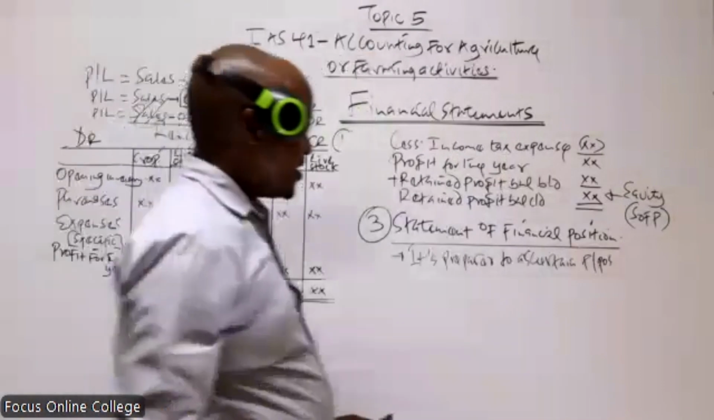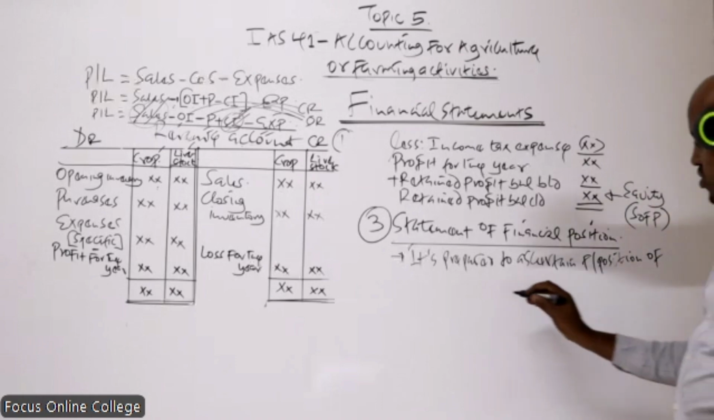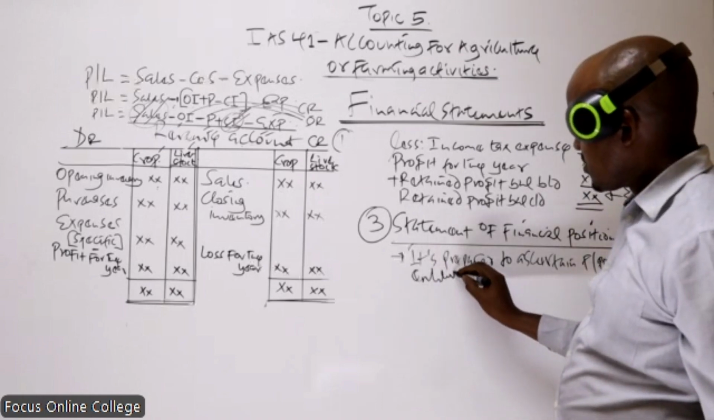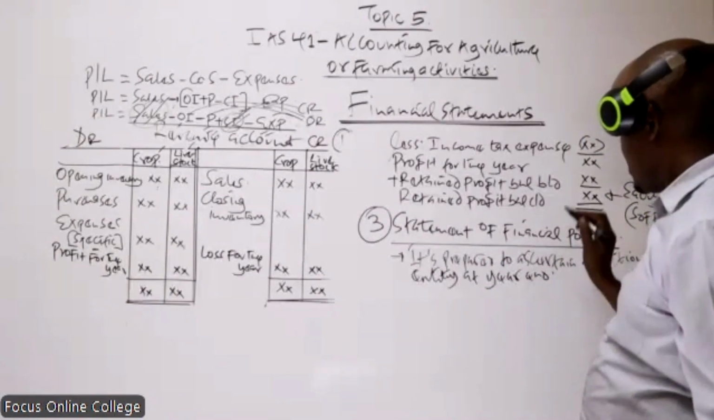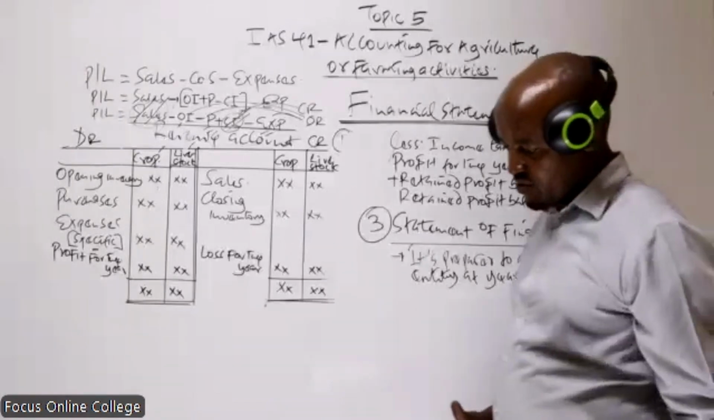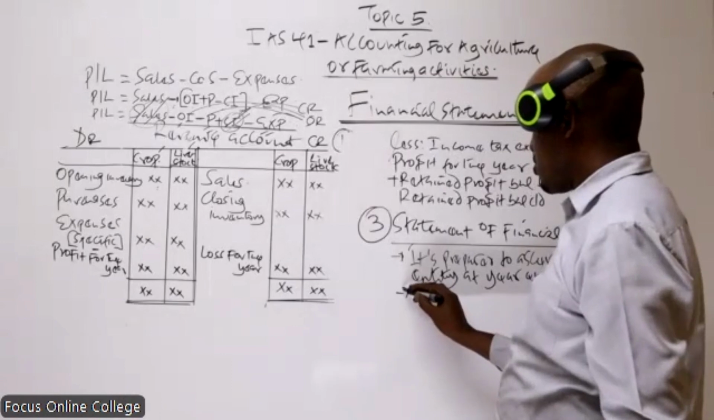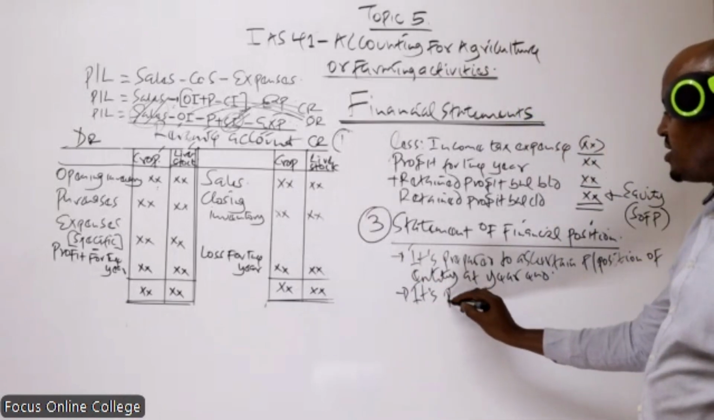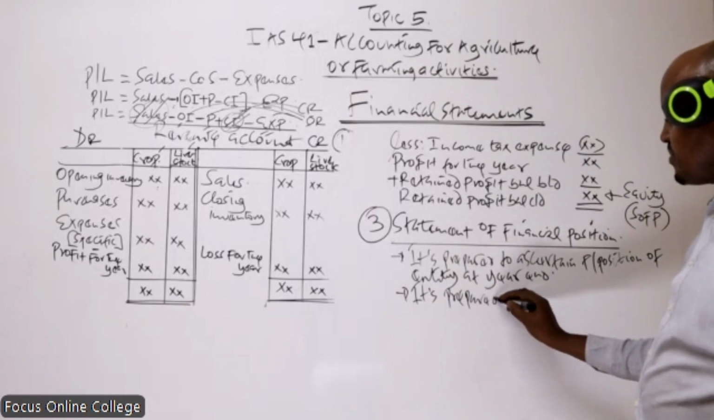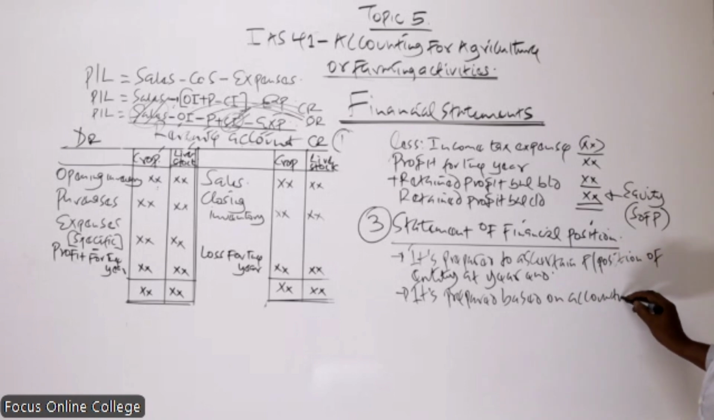So in this case, we have said that this one is prepared to do what? To ascertain the financial position of the entity at year end. So we prepare this one to determine the financial position of this entity at the end of the year. The other thing we also need to recall is that this one is prepared based on the accounting equation.